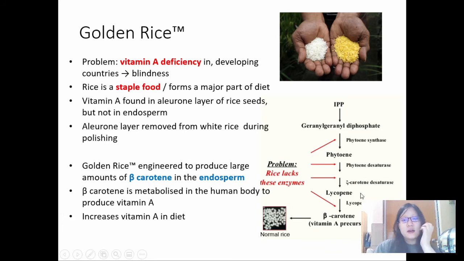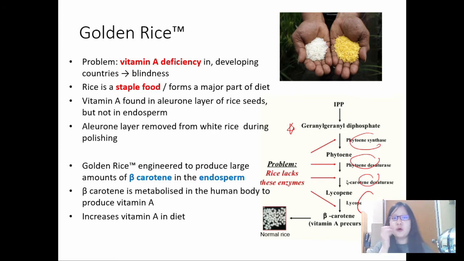So yeah, the problem is this: that sounds very easy, but plants have this compound here, but they lack all these enzymes right here. Oh, you don't need to memorize these enzymes. They lack all these enzymes in order to make beta carotene in the endosperm. So what do you do? You extract genes coding for these enzymes from different species and put them into rice. That's the whole idea of genetic modification. So how do you do it? That is the question. Let's go step by step.